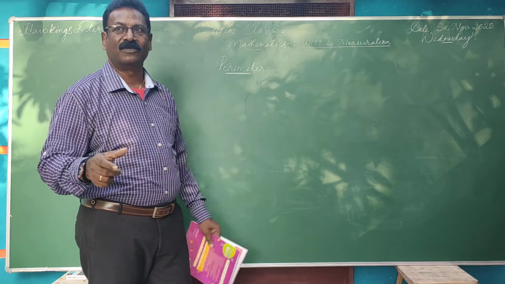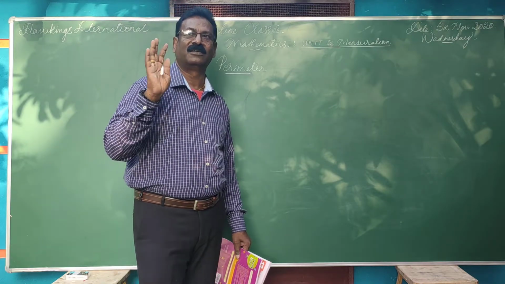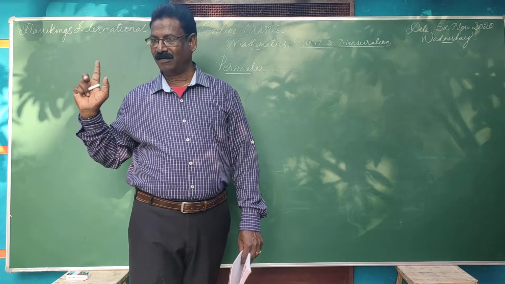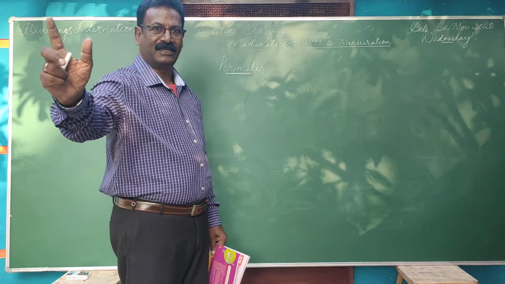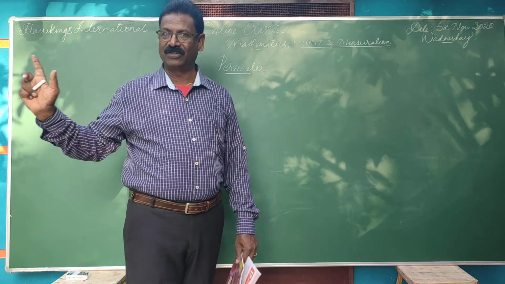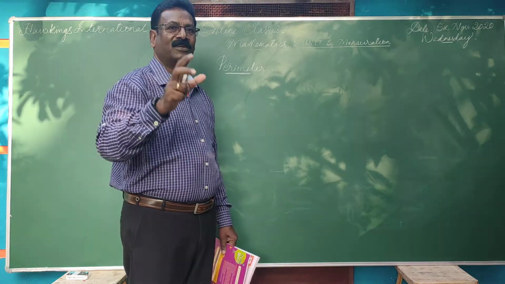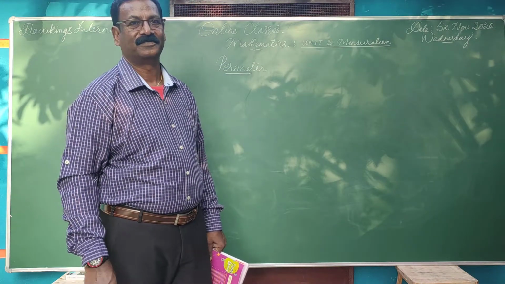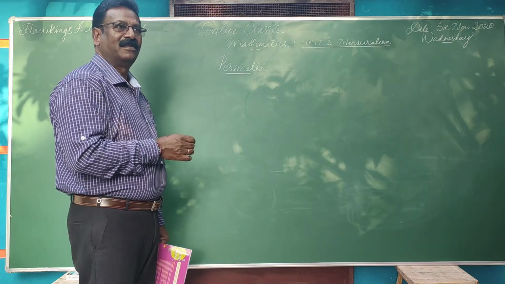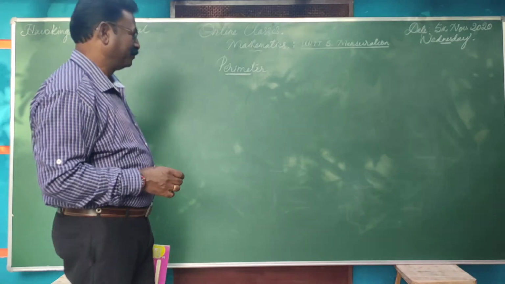Suppose in our school, what is the perimeter of our school? Our school measures over 10 acres. The total circumference all along its margin or boundary, if you measure, that is called the perimeter of our school. Okay, so let us go in a very simple way of measuring the perimeter.